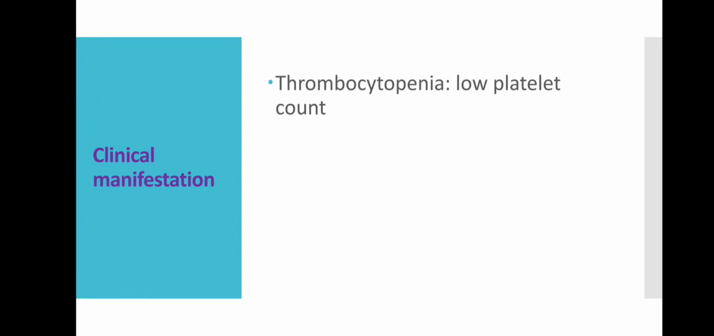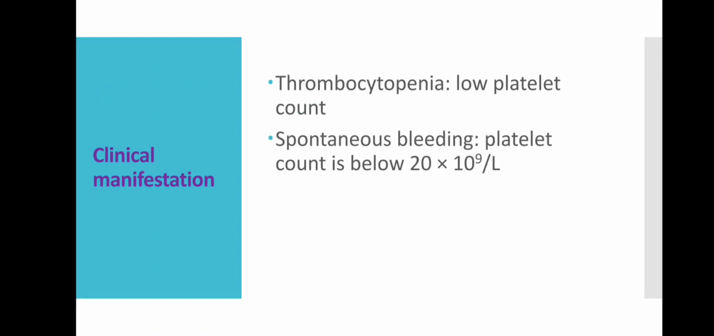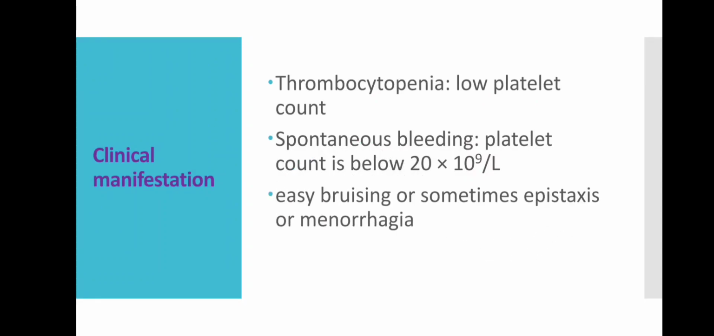Can you say one or two things that occur in a patient of ITP? What are the clinical features that the patient will present to you as history, as their clinical manifestation? A simple tip is that there will be a low platelet count. So what are the conditions that can occur as a result of the low platelet count? The first thing is that the patient can have spontaneous bleeding. This happens when the platelet count is below 20 into 10 to the power 9 per liter. Another thing is easy bruising, or sometimes epistaxis or menorrhagia. There may also be purpura.